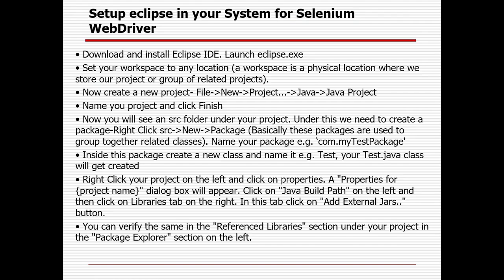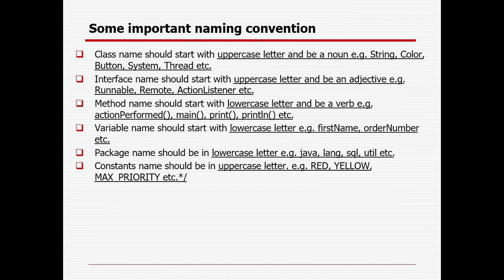I will try to do some real-time automation. Some of the important naming conventions I have tried to give. Class name should start with uppercase, and should be in noun form. Interface name, in case you are using uppercase letter, will be in adjective form. Method should be lowercase, right, and should be in verb form. Variable should start with lowercase. In case you have two parts, the first part will be lowercase, the second part will start with uppercase. Package should start with lowercase, right, like that. In case you are declaring something as a constant, everything will be in uppercase, right.